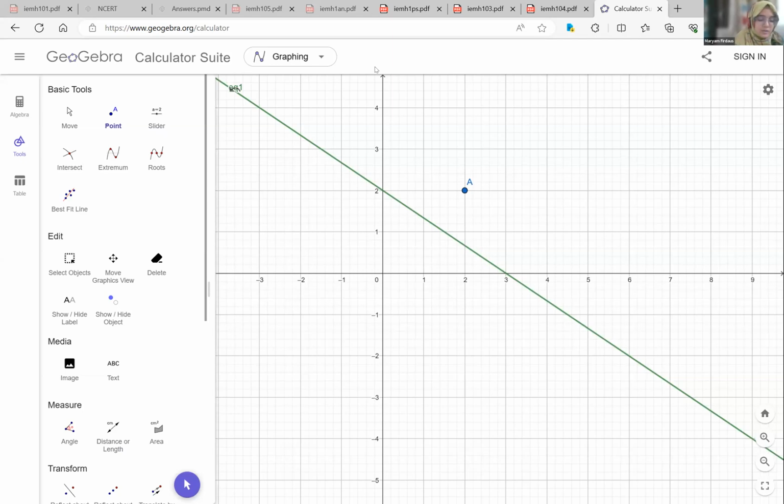Ma'am, your screen is frozen. I cannot see any changes in the graph. Acha, that's because I have paused the share. Can you come back to the whiteboard? Okay, ma'am, one second.